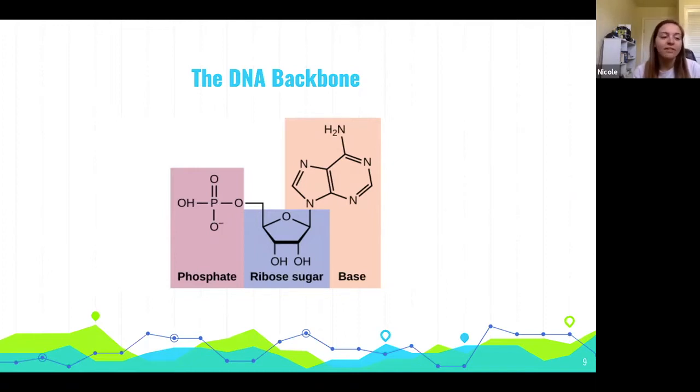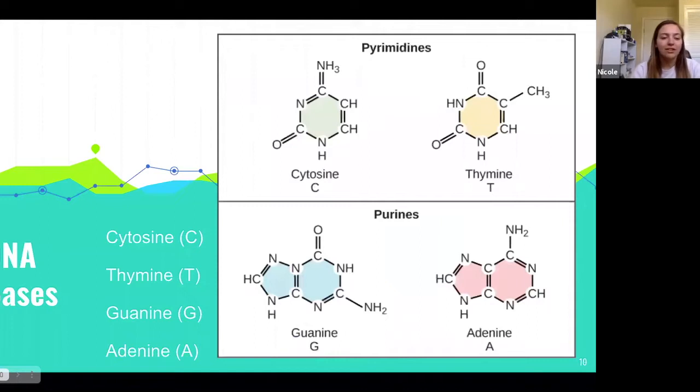And then there are what are called bases, and there are 4 different ones that connect together to make up the rungs of the ladder. And now we're going to go into a little bit more detail on the bases themselves. So there are 4 of them: cytosine, thymine, guanine, and adenine. We usually just call them by their first letters C, T, G, and A. And cytosine and thymine have 1 ring structures, and they're called the pyrimidines, and guanine and adenine have 2 ring structures, and they're called the purines. And we'll talk about why these ring structures and the separation of the 1 ring versus 2 ring is important here in a bit.